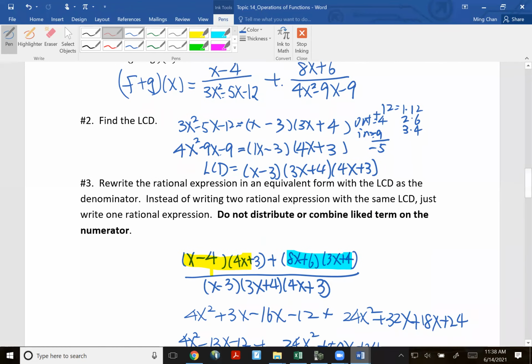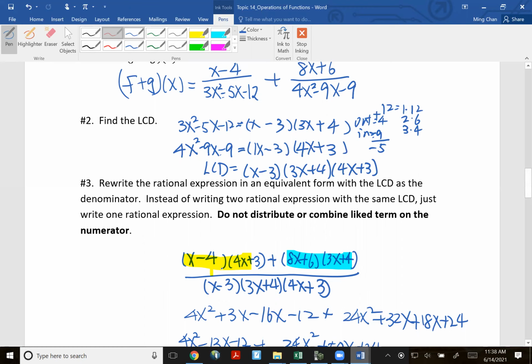So go from number 1 to number 3. Number 3 is simply rewriting it. Once I rewrote it, it looks something like this. But I'm still not losing any characteristic yet because I'm not canceling things out and I'm not combining like terms. I'm just writing it out based on what the LCD is. So the original function contains these same 3 LCD factors.